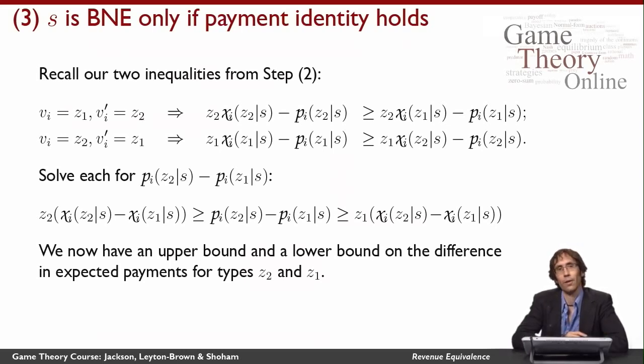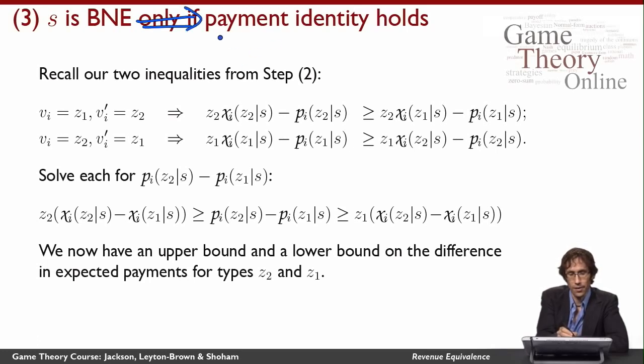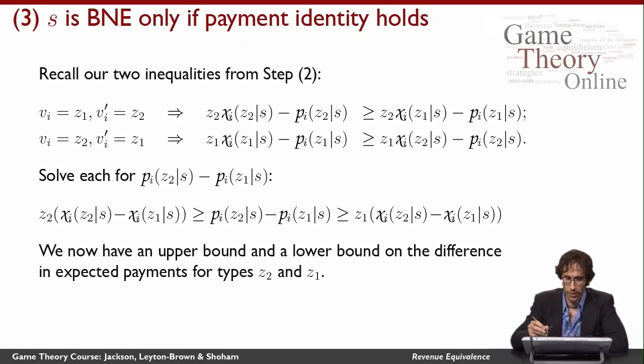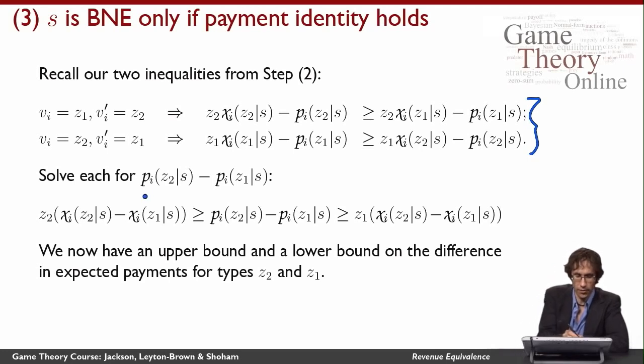All right, so now there's only one last thing to say, and that is that this payment identity is required. So let's see, what I want to say here is that the strategy profile as a Bayes-Nash equilibrium implies that we need the payment identity. The payment identity didn't just kind of suffice to give us a Bayes-Nash equilibrium, but we actually need to have it. So I'm going to start with those same two inequalities that we just talked about before, and now I'm going to do something different. I'm going to solve each of them for this expression. So I'm going to kind of rearrange them.